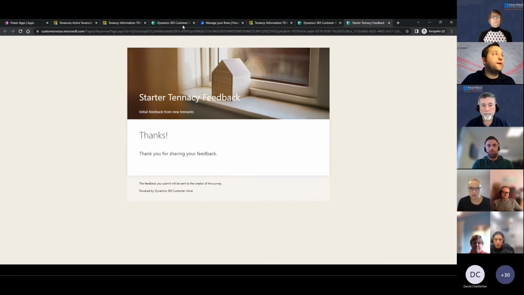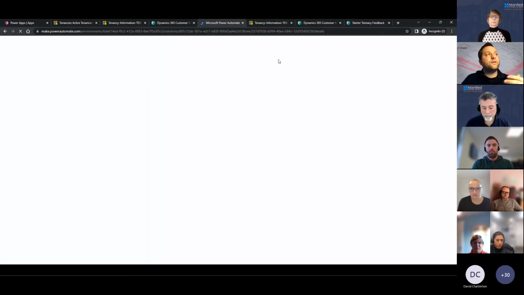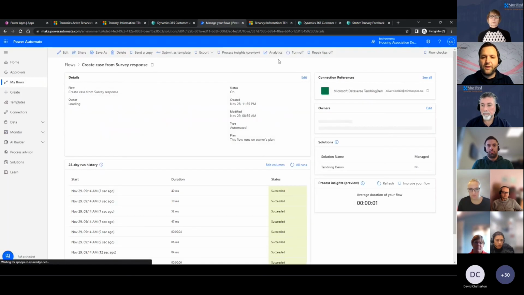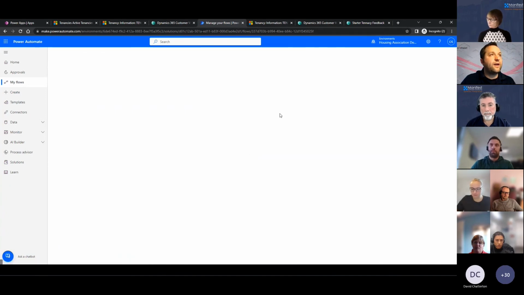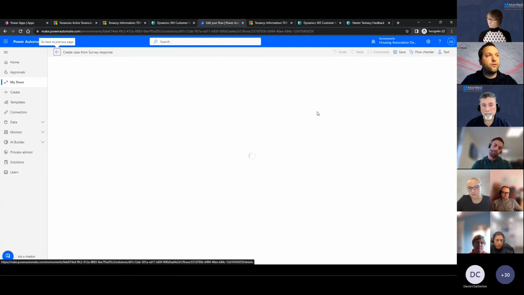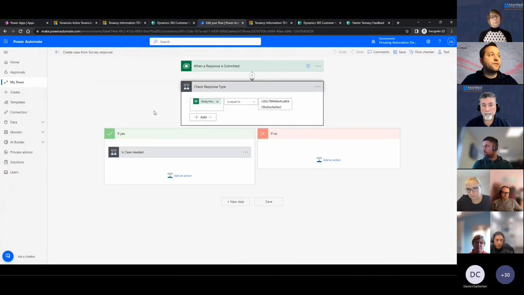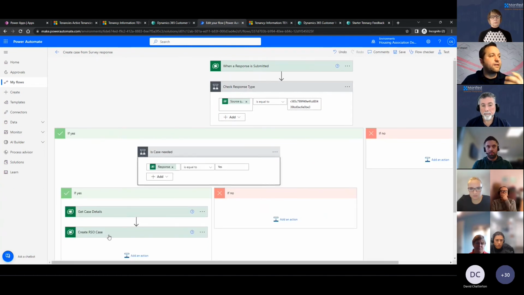Now what we've captured from that is some really useful information. Within Power Automate, we've got a trigger that once a survey has been responded to, we can take that information and do something with it. There are some really good questions there, but for one of them I said, actually, no, I do need some help. What we can show with this Power Automate flow is that once we've got the response and we've worked out that a case is needed, we can get some case details and create an RSO case, a rent support officer case, that relates to that tenancy and to Ollie Sinclair.